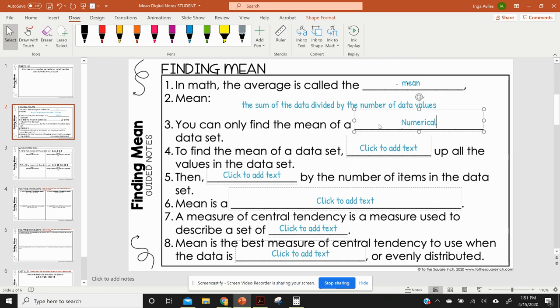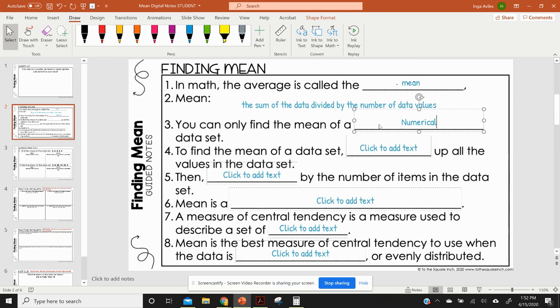Okay, numerical means that the data has to be numbers. Okay, so you can't take a poll of colors and find the mean. You can find the mean of the number of people that chose specific colors, but not just using colors. You have to have numbers in order to do it, like grades, batting averages, things like that.